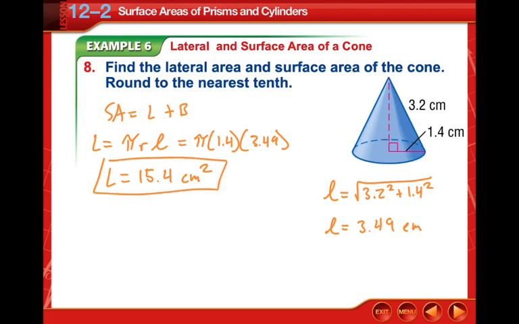The area of our base is pretty simple. We're just going to do all the surface area stuff together. So our lateral area of the 15.4 plus pi r squared. Our radius is 1.4 squared. And when we calculate that, we get 21.5.